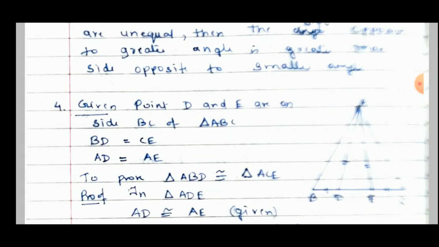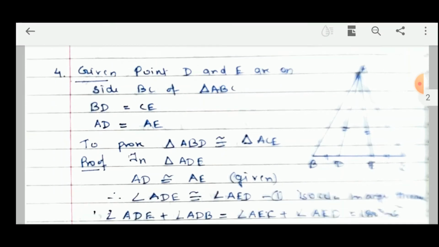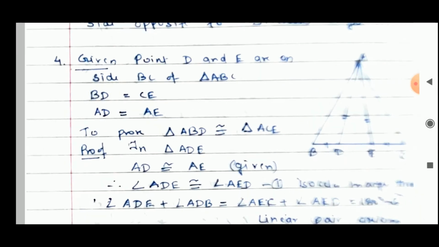Given point D and point E are on side BC of triangle ABC, BD equals CE and AD equals AE. Now you have to prove that ABD is congruent to AEC. In triangle ADE, AD is congruent to AE. So angle ADE is congruent to angle AED.